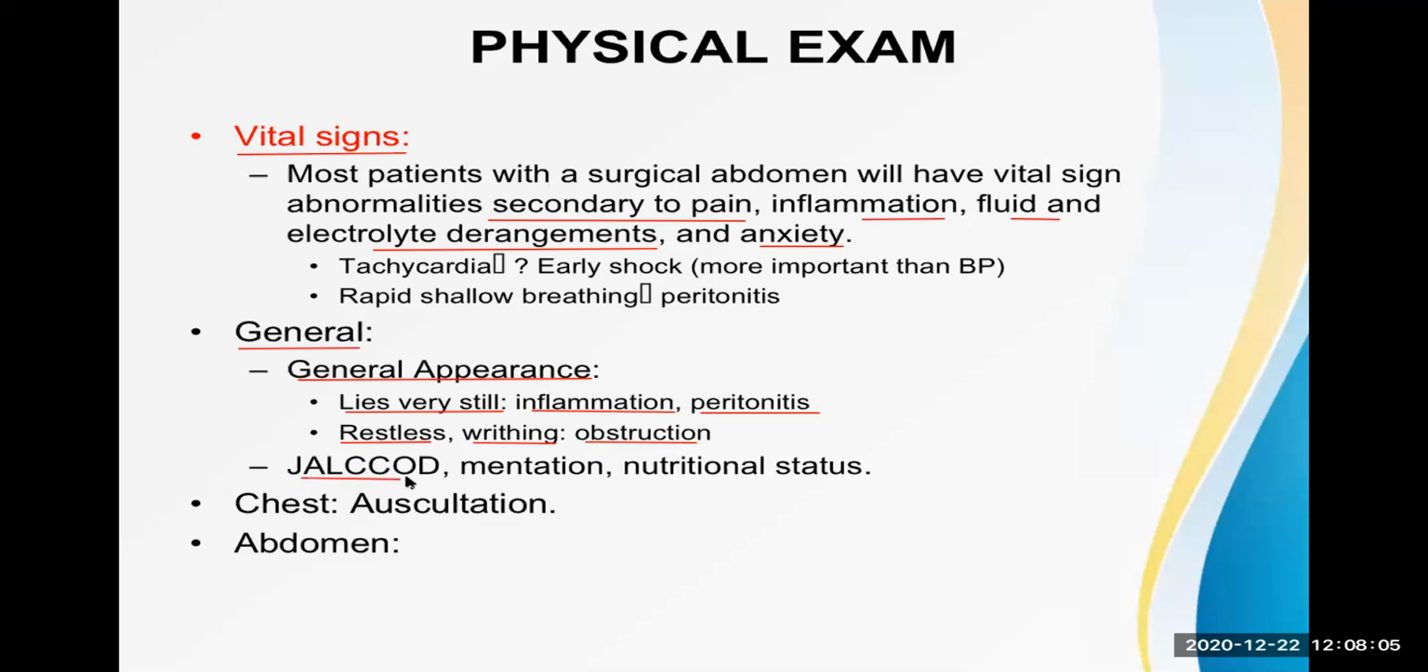Don't forget to examine JAL CCOD. Now, I'm sure every student still remembers the full form of this. Yes? Yes, sir. Isn't it? Sir, jaundice, anemia, lymphadenopathy, clubbing, cyanosis, edema, sir. Very good. Number 4D. Very good. So, J for jaundice, A for anemia, C for clubbing, another C for cyanosis, very good. O for edema, we write edema like this, and then D for dehydration.